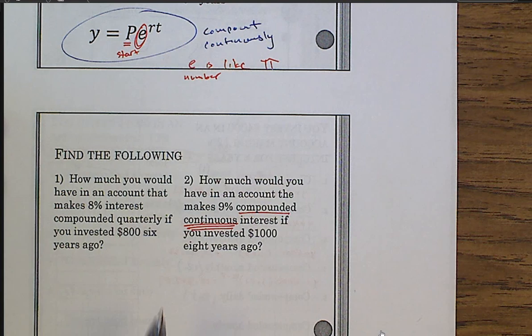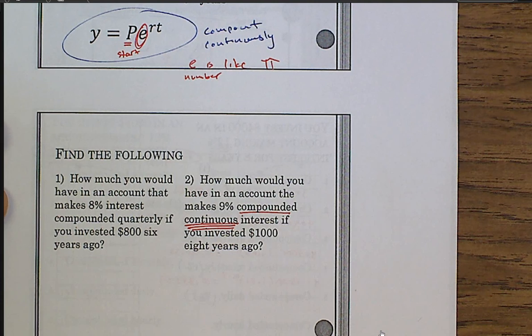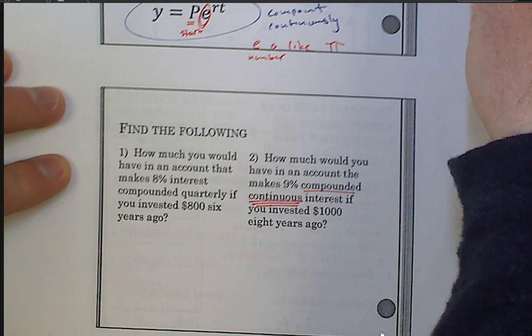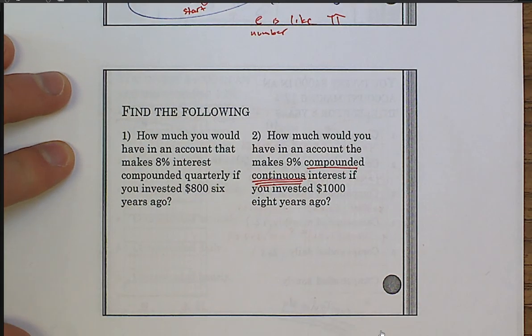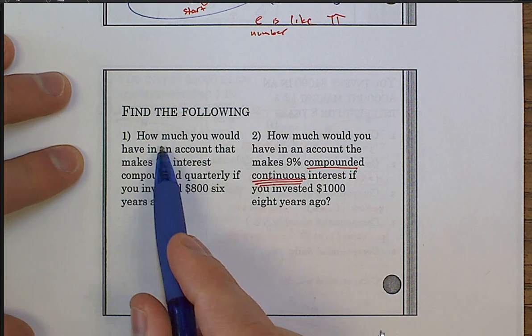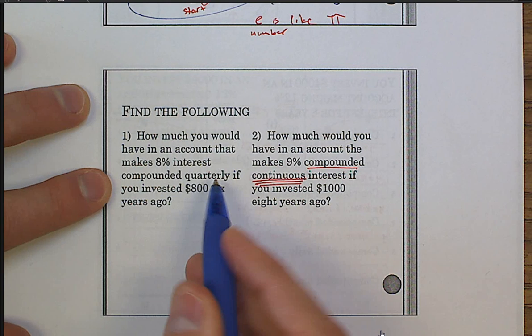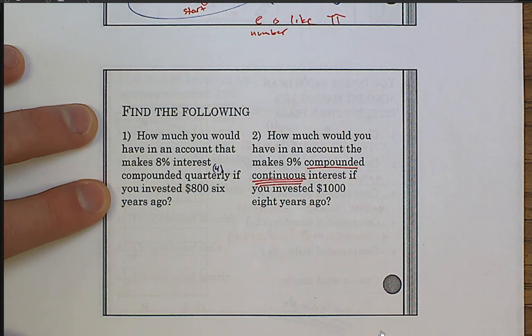So what I want you to do next is I want you to hit pause, and I want you to try both of these questions on your own, see what you come up with, and then hit play, and I'll walk you through the last 2. Okay, so let's take a look at number 1 here. How much would you have in an account that makes 8% interest compounded quarterly? I always like to write how many times a year for. If you invest $800 6 years ago.